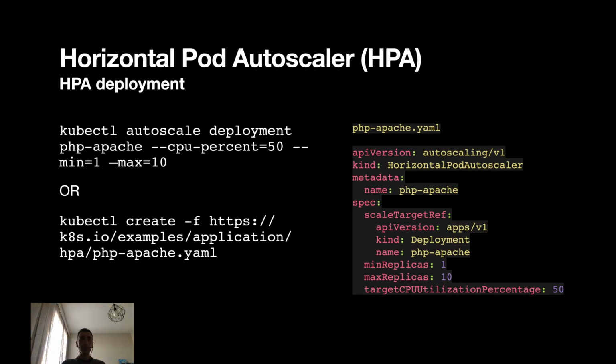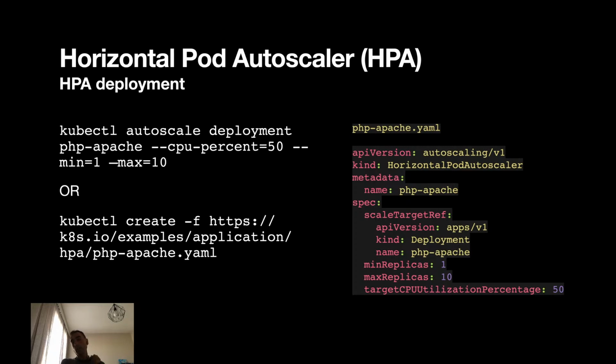It's imperative and declarative with Kubernetes. Those are always available. With the imperative way, you define your CPU percentage, min and max count. With the declarative, you have the configuration file, which you apply to the cluster, and the cluster takes care of creating what you request. In this case, we can see that min replicas is 1, max replicas is up to 10, and the target CPU utilization percentage is 50.